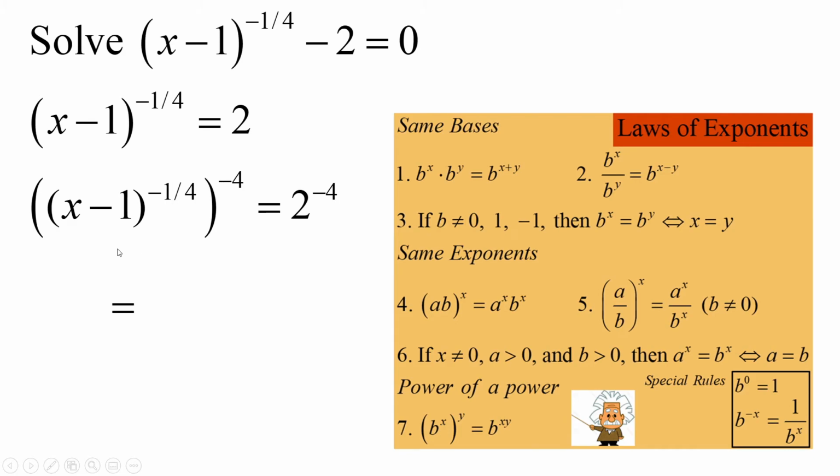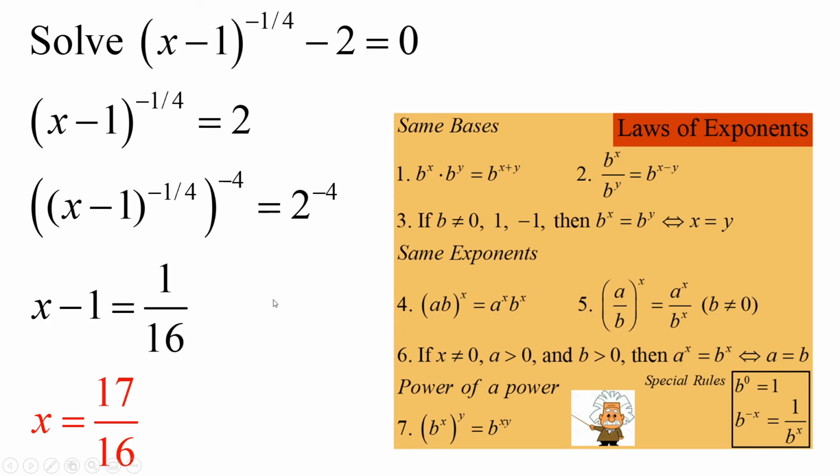And what do we have here? Well, x minus 1 to the negative 1/4 to the negative 4. Negative 1/4 times negative 4 is 1, so that's just x minus 1. And 2 to the negative 4 is 1 over 2 to the 4th. And what's 2 to the 4th? 2 times 2 times 2 times 2. That's a 16. So let's add 1 to both sides and we are done. So x equals 1 plus 1/16 would be 17/16.